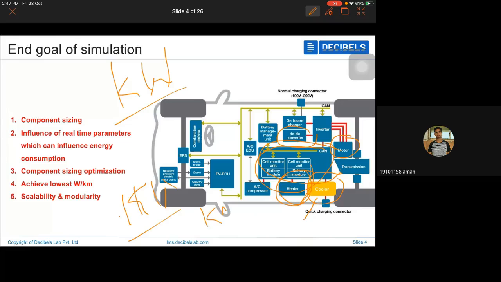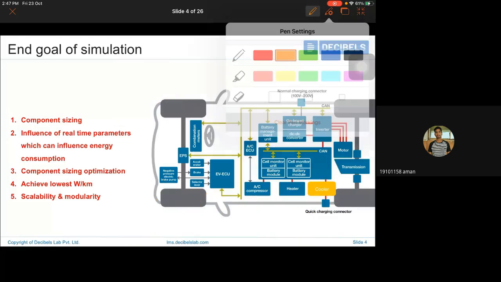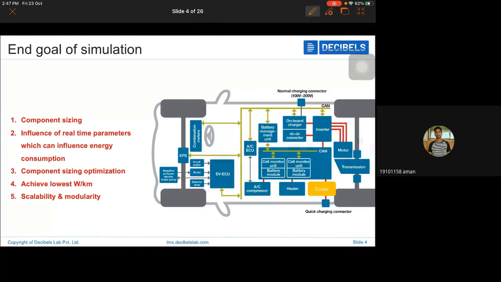We all study thermodynamics and stuff like that, right? So we're going to use those equations and then we're going to build this model. And the idea is to understand, okay, what is the component sizing? That's the very first functional parameter we perform simulations for. The second parameter is we study the influence of parameters on the energy consumption.